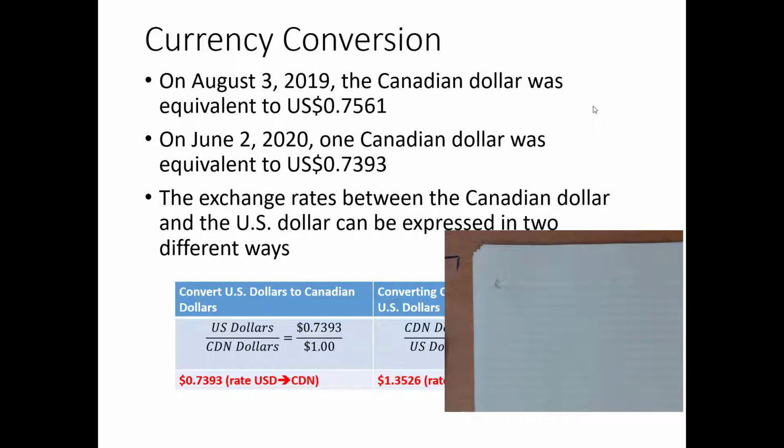Okay. So for some examples here, on August 3rd, 2019, the Canadian dollar was equivalent to a little over 75, almost 76 cents American. On June the 2nd, 2020, 1 Canadian dollar would purchase about 74 American cents. Okay, so we can represent this two ways. We could represent that as how much $1 Canadian can buy in American currency. Or we can flip this around and say, if I have $1 US, how many Canadian dollars can I buy? And that's what you see at the bottom of the slide. We see that 1 Canadian dollar buys about 74 American cents. But we also see that 1 American dollar buys about $1.35, or on June 2nd, bought $1.35 in Canadian currency.